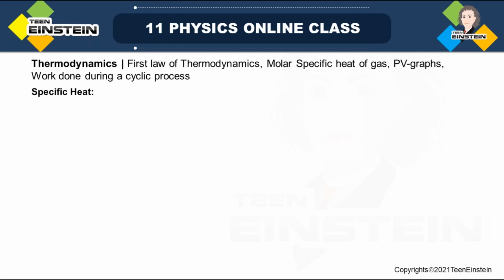Now, specific heat depends on the condition under which the gas is heated. The amount of heat will depend on the condition, like whether the gas is heated at constant pressure or constant volume. These things matter a lot when it is concerned with the amount of heat.